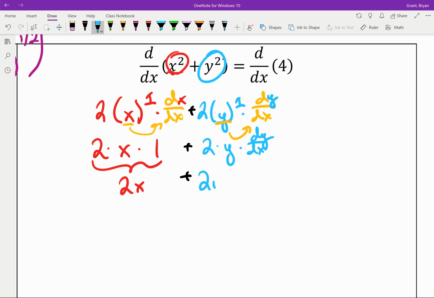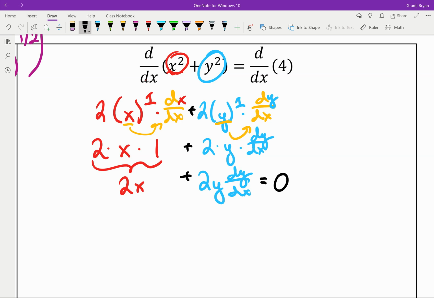A lot of times you'll see people write that without the multiplication in between just to save some space. So although the derivative of x squared with respect to x is 2x, the derivative of y squared is not 2y. It's 2y times dy/dx. And let's finish off the right side. The derivative of a constant, regardless of what's down here, is always going to be 0.